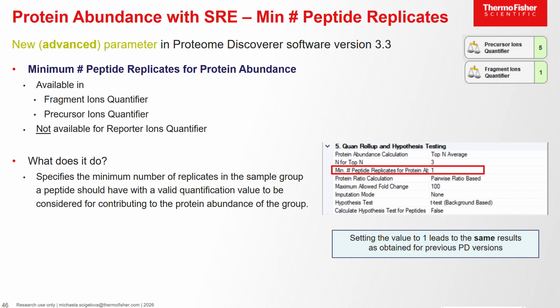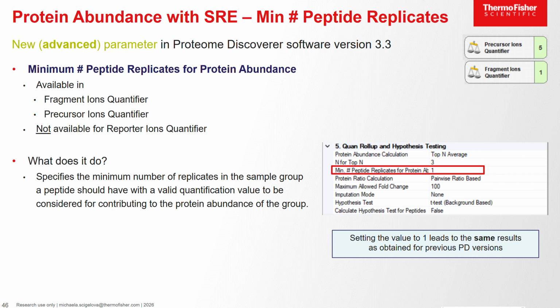With this sample replicate estimation method for protein abundance calculation, we have introduced another related parameter, and I will mention it here. It is called minimum number of peptide replicates for protein abundance. It is one of the advanced parameters, so you can only see it when you click to show advanced parameters.